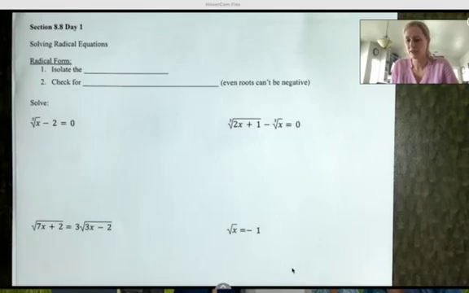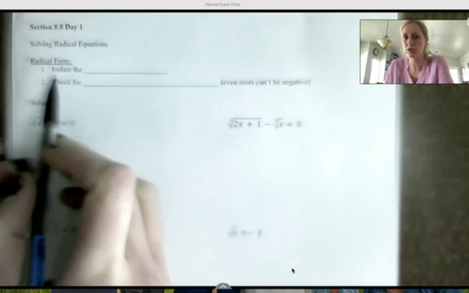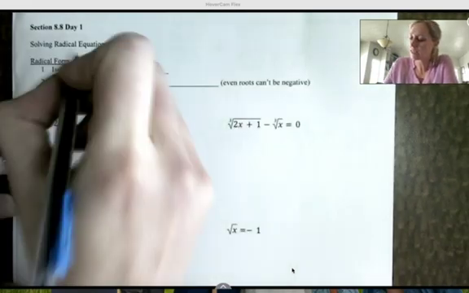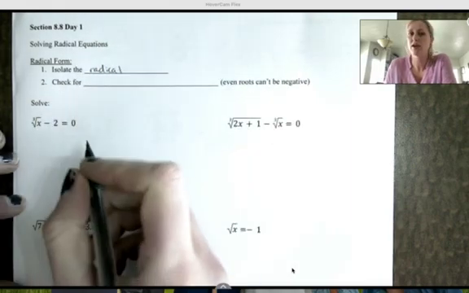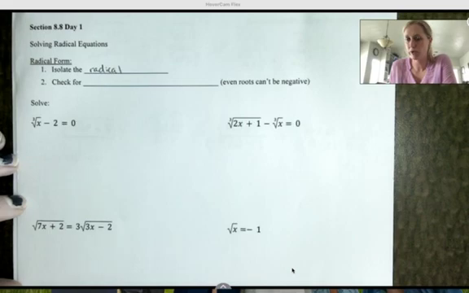Hi guys, in this video we're going to be talking about section 8.8.1, and so we are going to be solving radical equations. These are basically the two steps that we want to do. We want to isolate the radical, and then we're going to solve by doing inverse operations.